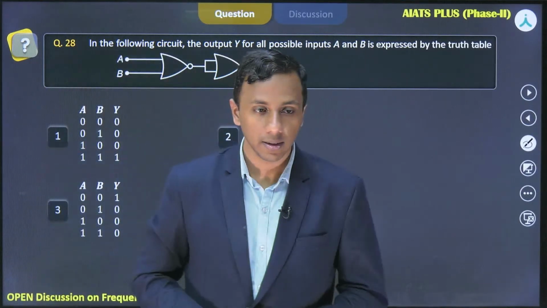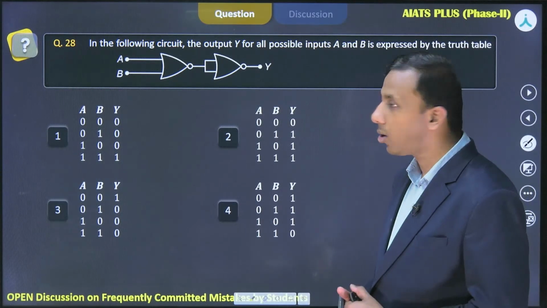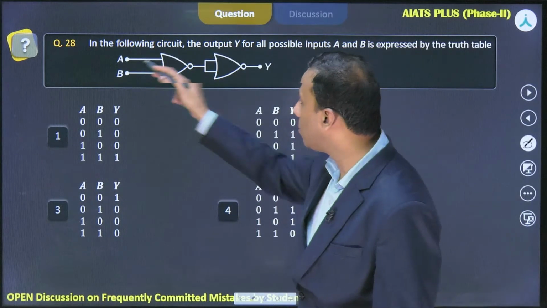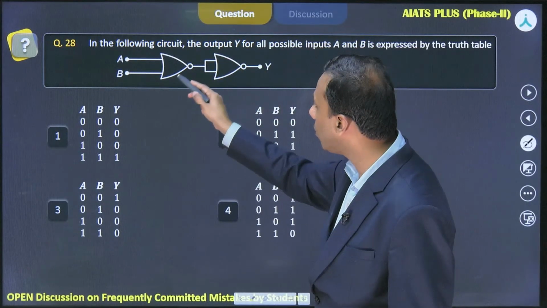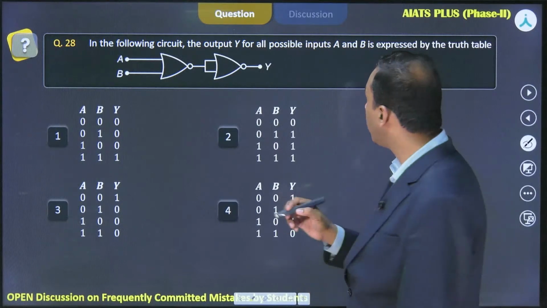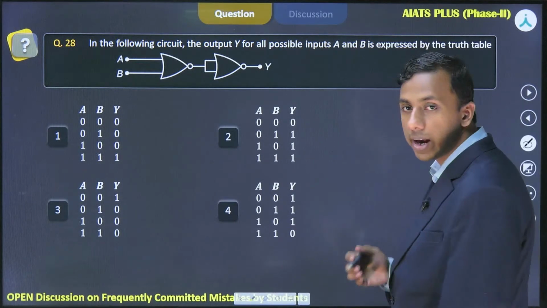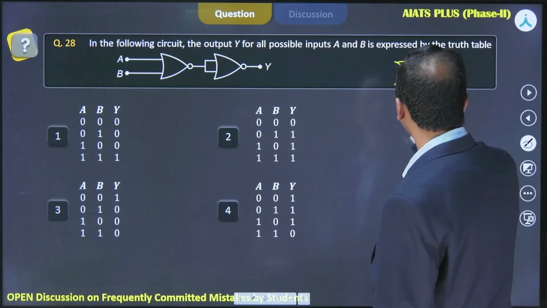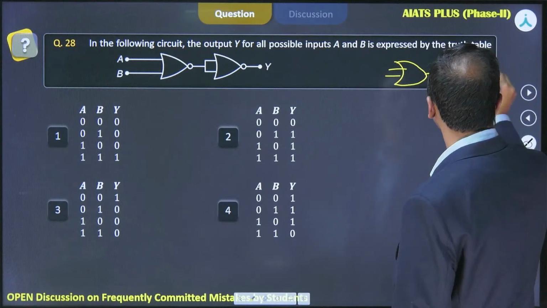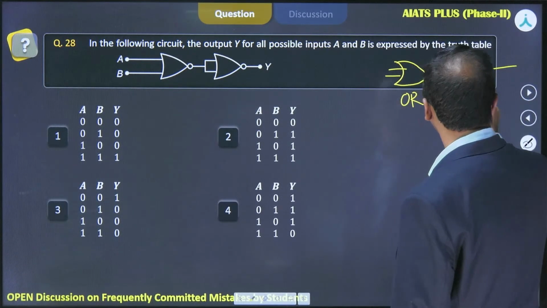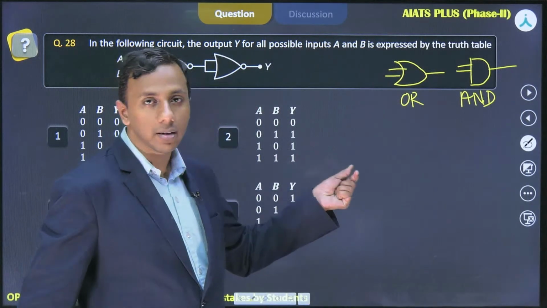Anyway, see here, this also you can say is a simple logic gate question, right? Two inputs A and B are entering this logic gate. And what is this one called? If you remember, if it is curved like this, it becomes OR. If it is straight, it is AND. If you want, I can write down OR and AND. OR means addition, AND means multiplication.